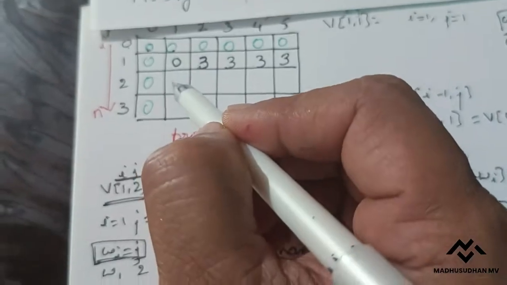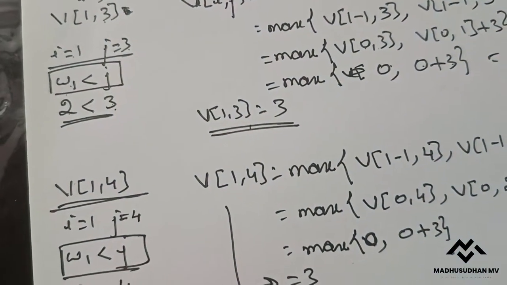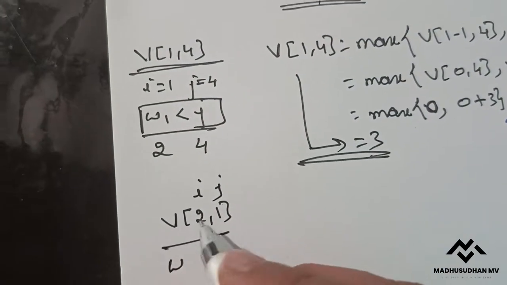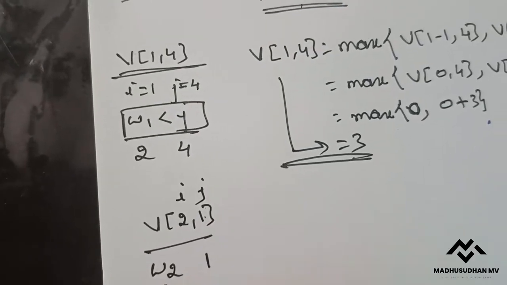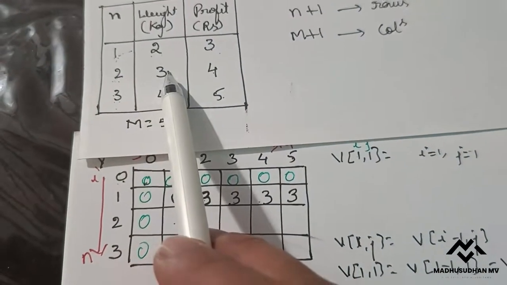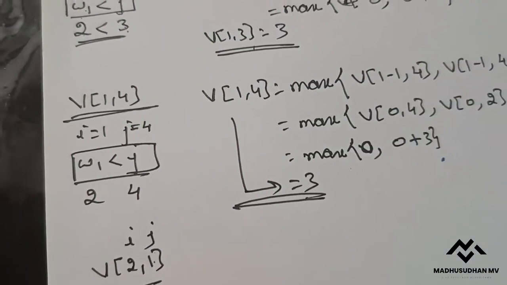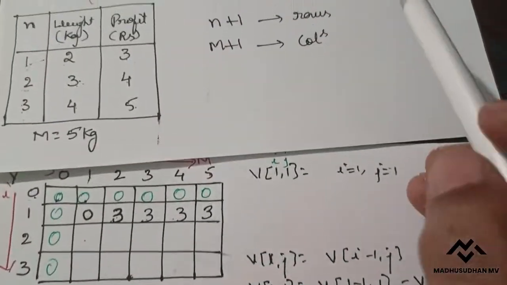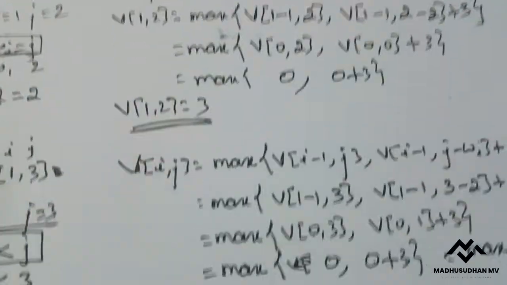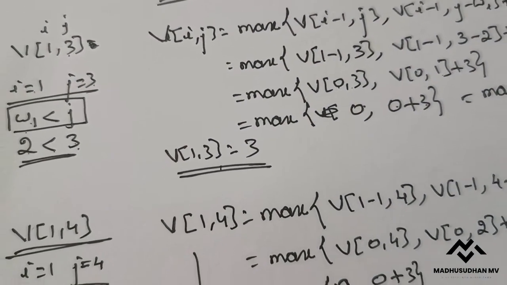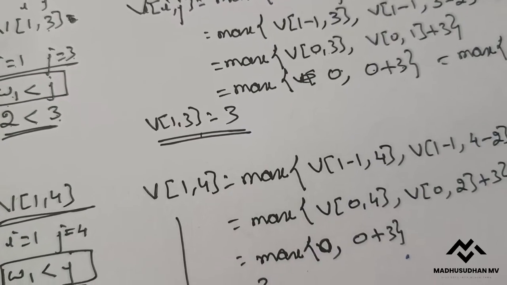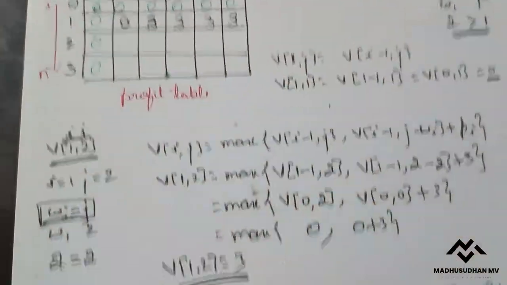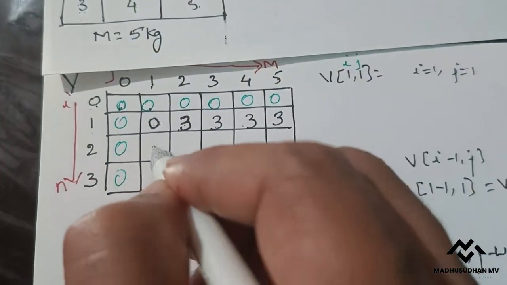Now let us solve V of 2 comma 1. Here, the i value is 2, the j value is 1. The weight of the second object is 3 kg, and j is 1. So 3 is greater than 1. That means W2 is greater than the j value. When the weight is greater than j, we have to use this formula. So V of 2 comma 1 is equal to V of 2 minus 1 comma 1, which is V of 1 comma 1. We already calculated V of 1 comma 1, and it is 0. So this is also 0. I will update this.